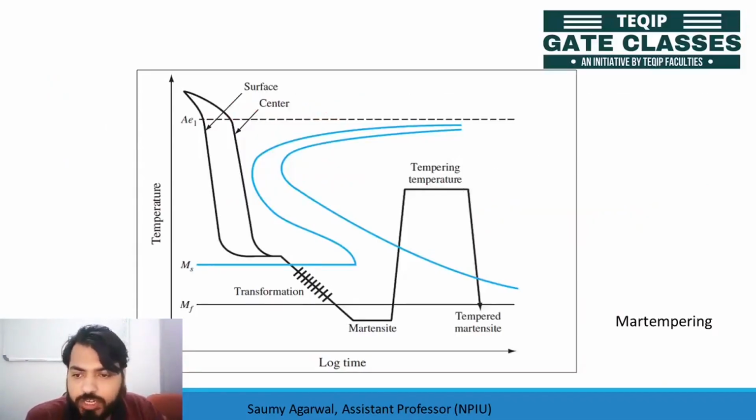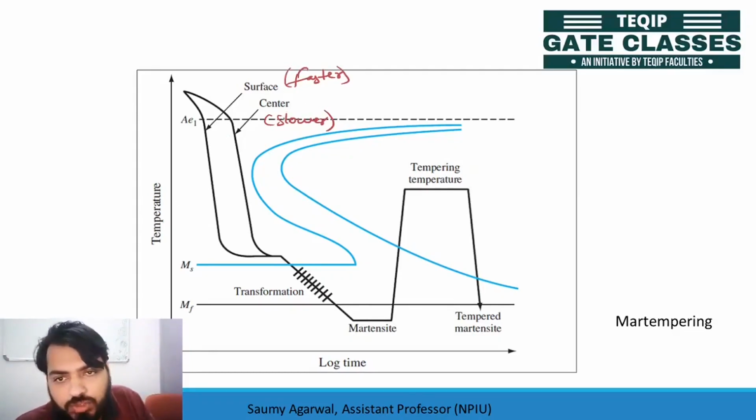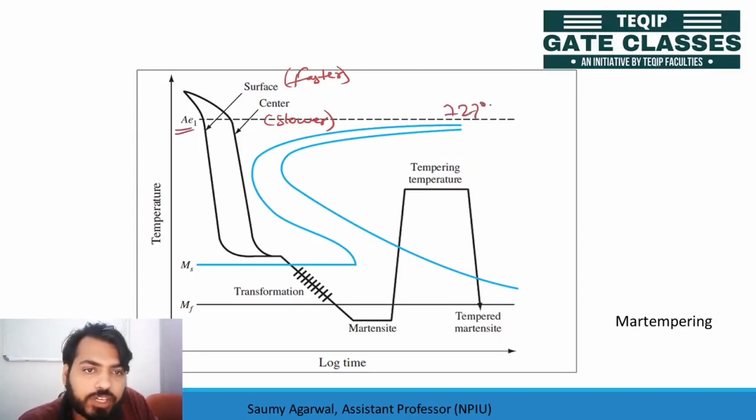So this is the schematic of this mar tempering, or you can say mar quenching. This one is the surface and this one is the center. As I already told you, the center will have a slower cooling rate, and the surface will have a faster cooling rate. This is your eutectoid temperature AE1, which is nothing but 727 degrees Celsius.